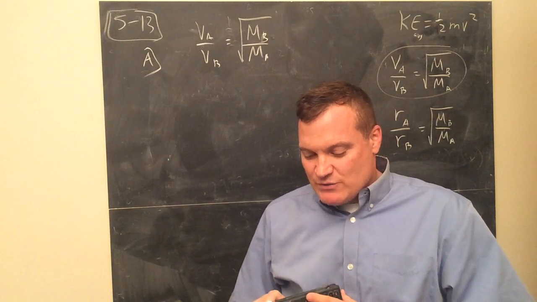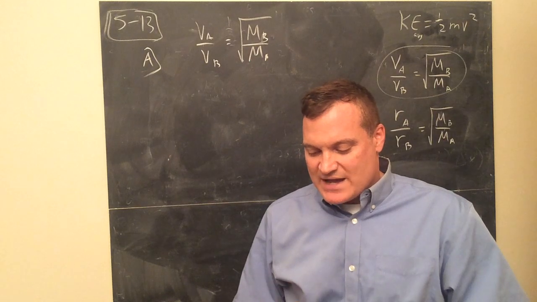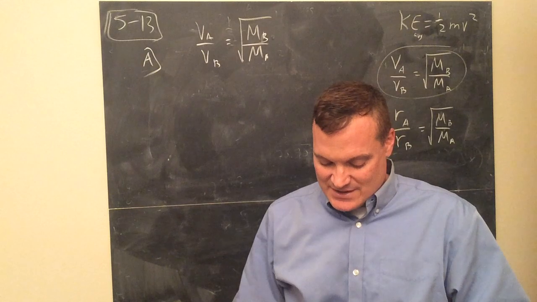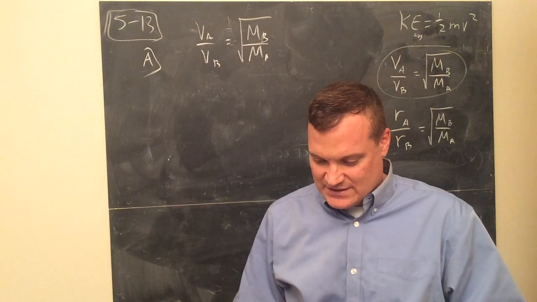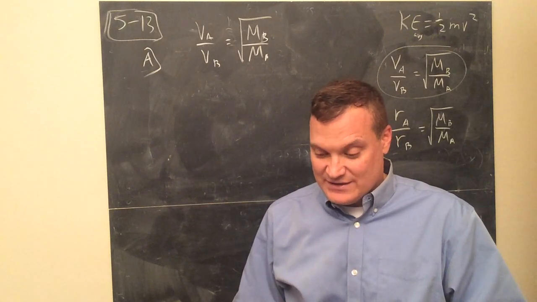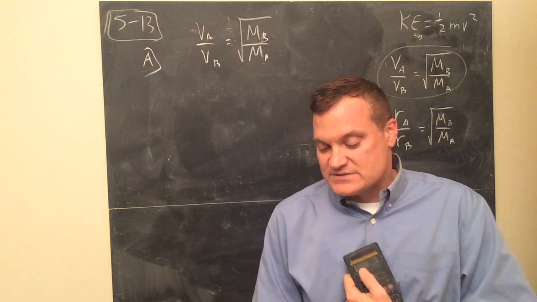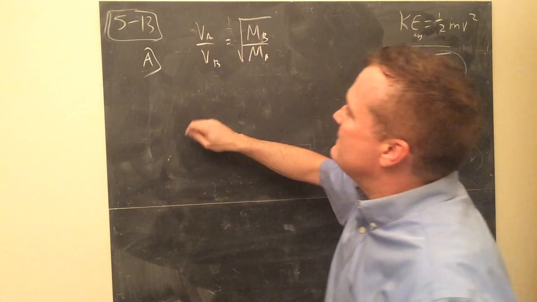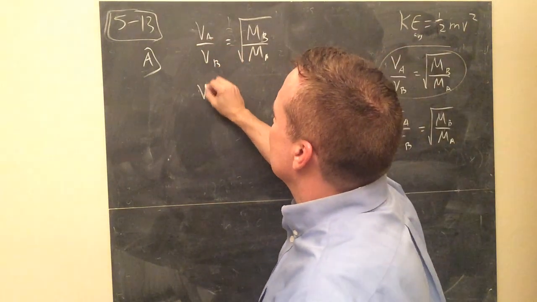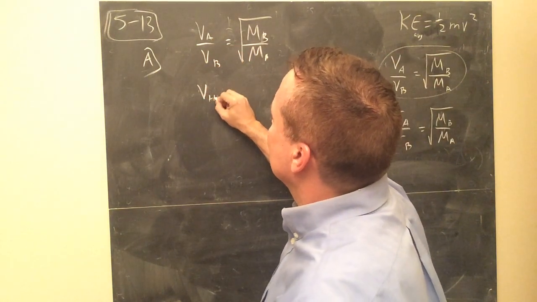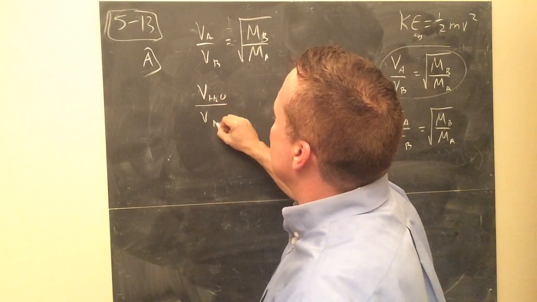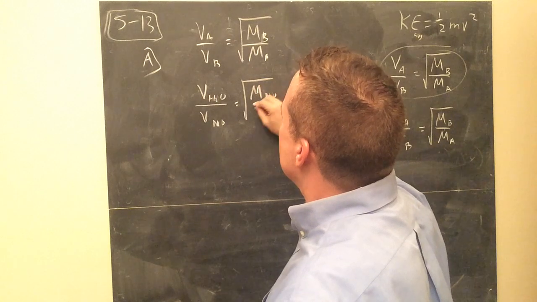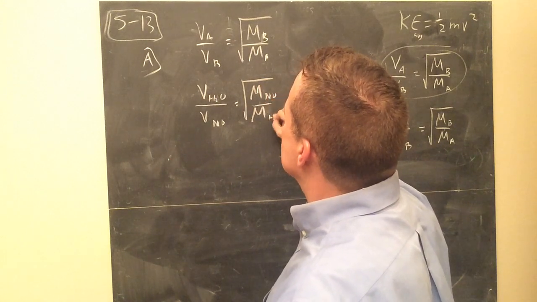So H2O and NO, which one has a higher molar mass? Well, H2O, you probably know, is 18.02. Nitrogen monoxide is 14.01 plus 16. It's 30. So it's the heavier one. So I'll put the heavier one as B, and I'll let H2O be the other one. So the velocity of H2O divided by the velocity of nitrogen monoxide will equal the square root of the molar mass of nitrogen monoxide over the molar mass of H2O.